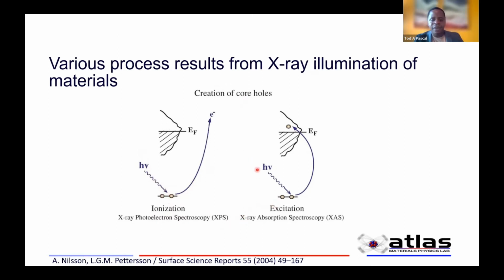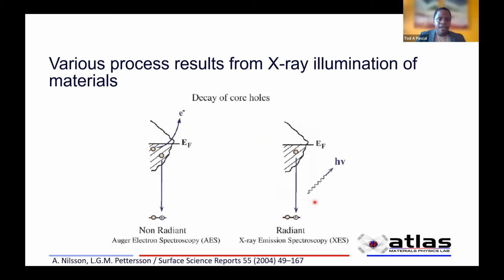Of course, instead of getting ejected out into the medium, these core electrons can be absorbed. Rather, they transition into unoccupied states, and this is the principle behind X-ray absorption spectroscopy. One interesting part of this, of course, is also what happens to these excited states after these initial ionization or absorption events.